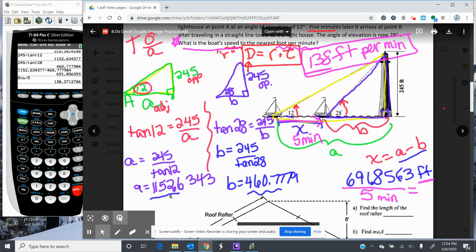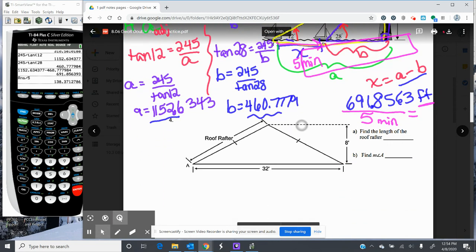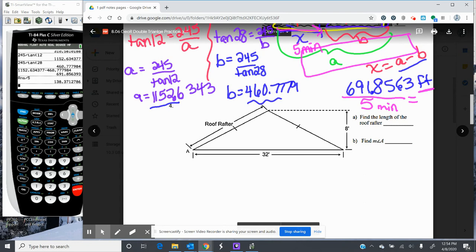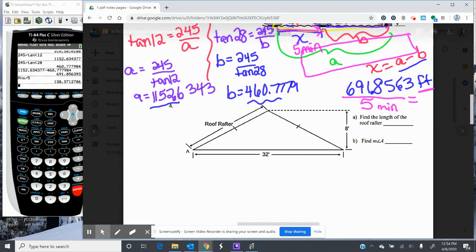Next example, 4, is actually a case that is missing some of its directions. We're going to find A, the length of a roof rafter, and B, the measure of the angle. And we're going to round here for number 4 to the 10th place. So that's something that was missing from your directions.